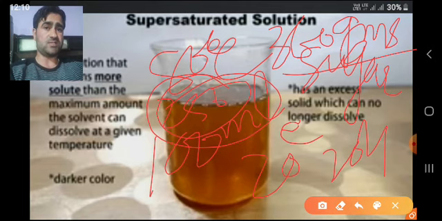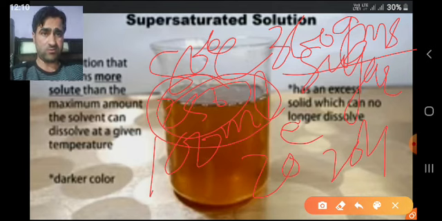So these are the three types of solutions based on the dissolution of solute in a solution. I hope you have understood saturated, unsaturated, and supersaturated solutions.